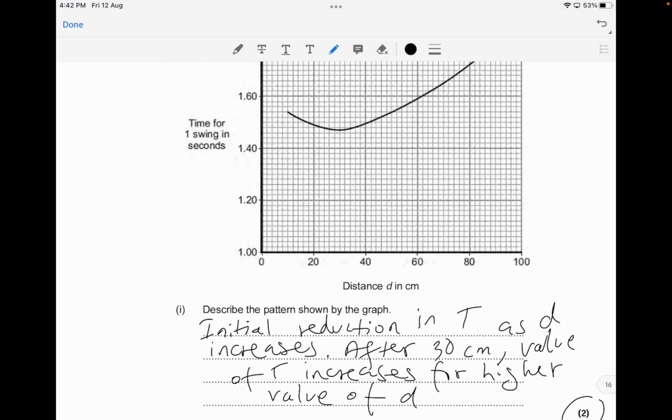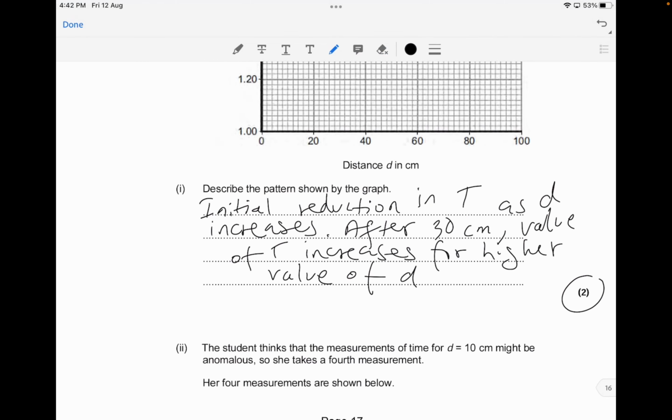The 2 points are that you explain the reduction, the drop, and then you explain the increased part at roughly about 30 centimeters, somewhere around here. Okay, let's move on to the next question.